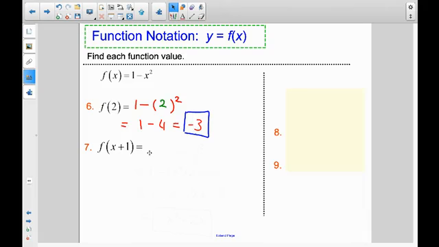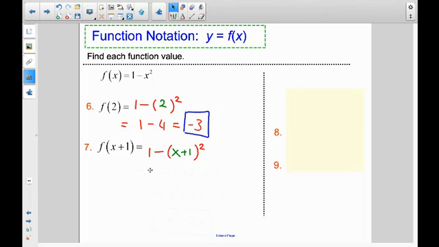So I'm going to start the same way. I'm going to write out the function. Our function is 1 minus whatever goes inside the parentheses squared. And what's inside the parentheses is our input. Our input goes in here. And our input this time, it's not just x, it's x plus 1. So think about the brackets.